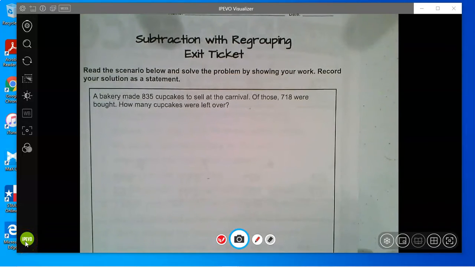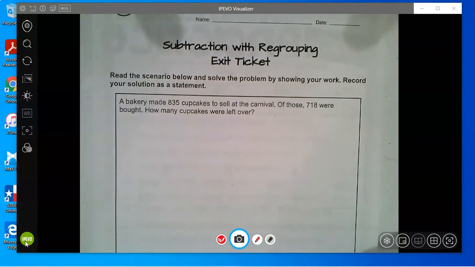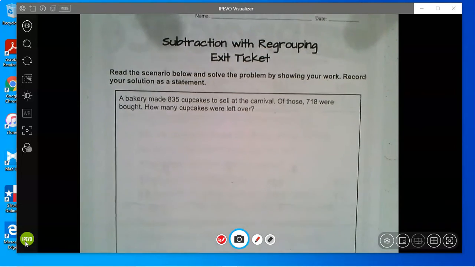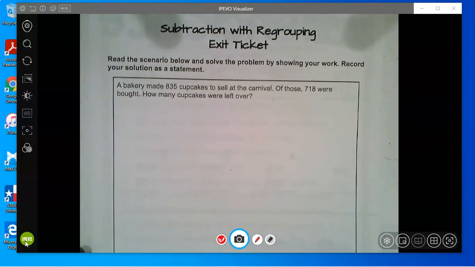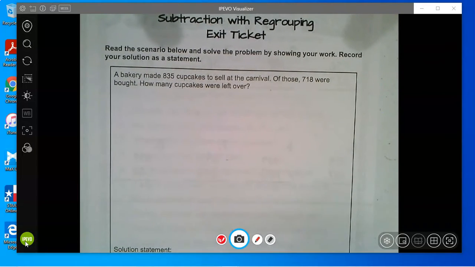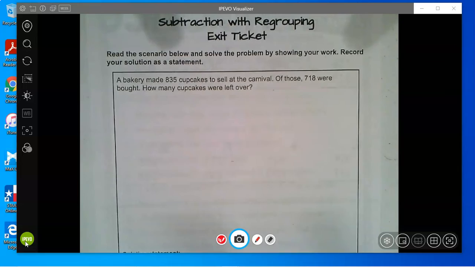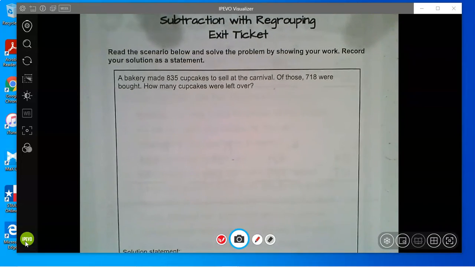Hey guys, so we started subtraction at the end of last week, and so we are going to do a review over subtraction, and then on Tuesday you will have a test to show me how you're doing with the subtraction. So the first one is a word problem, so you will have word problems on your test. So let's go over how we work our word problem.